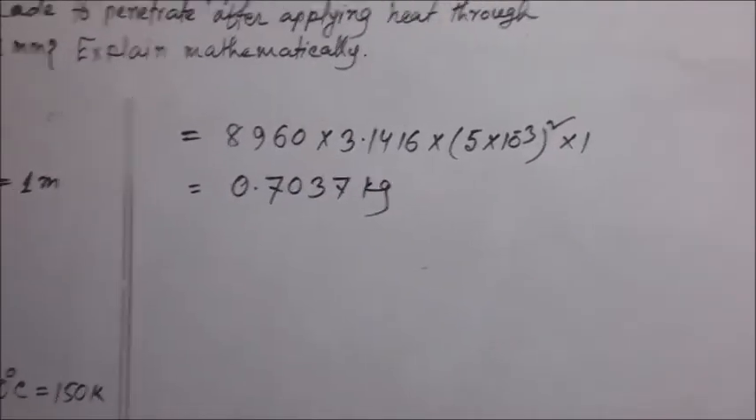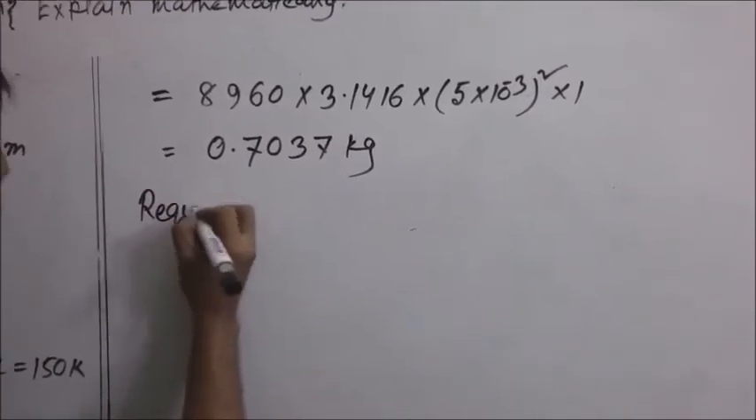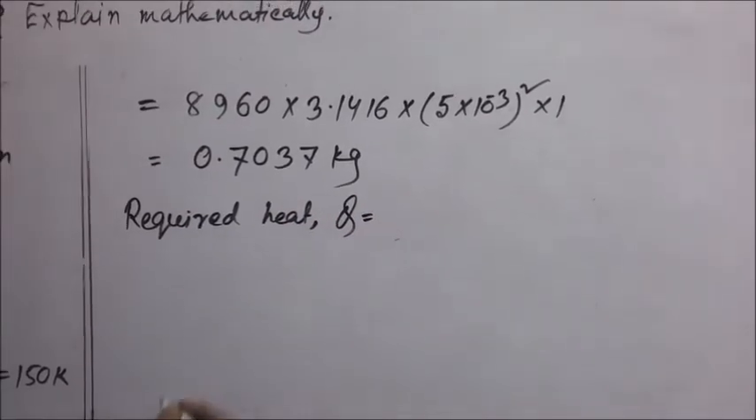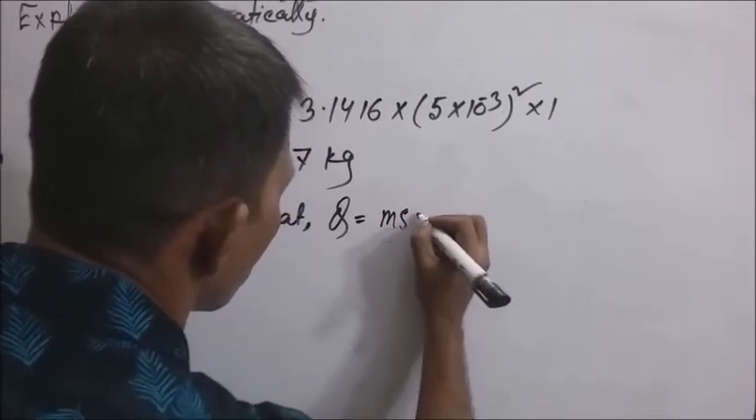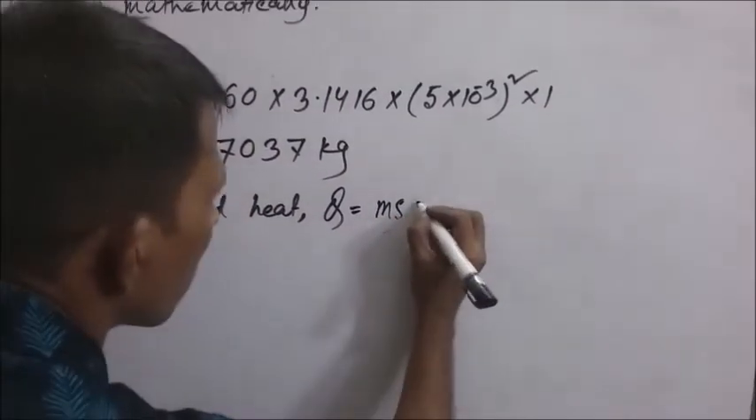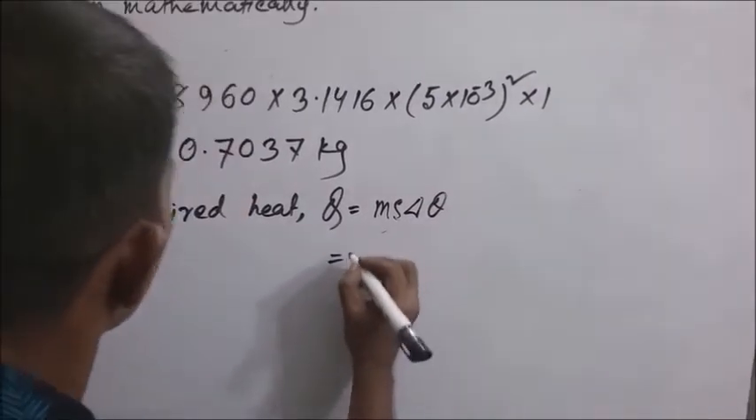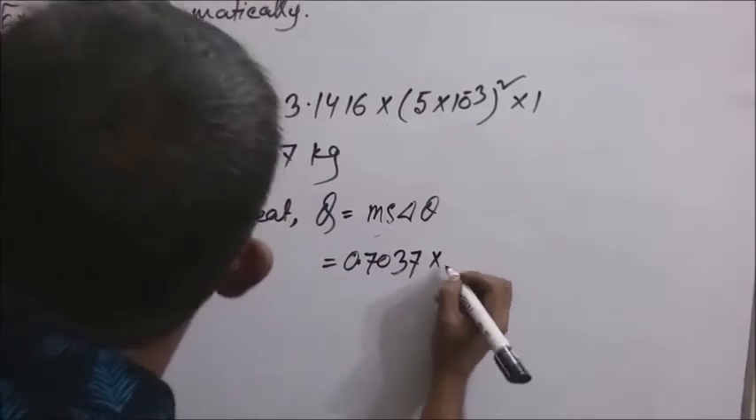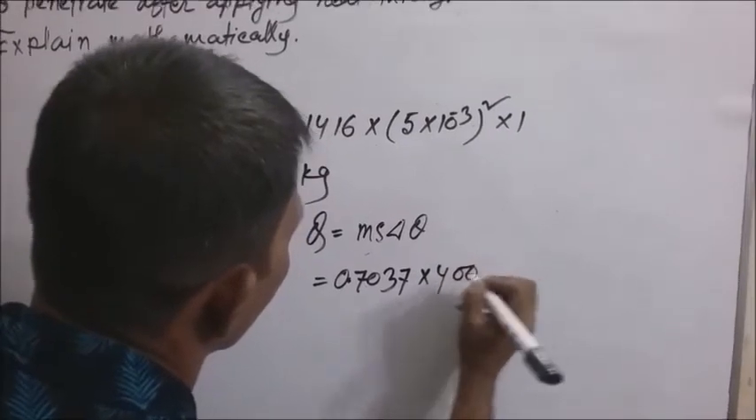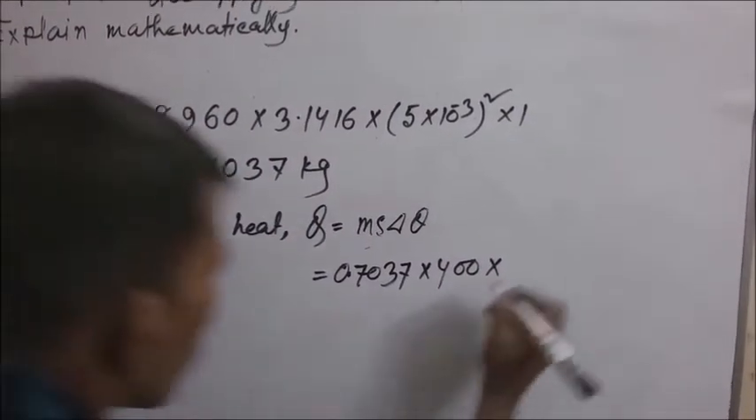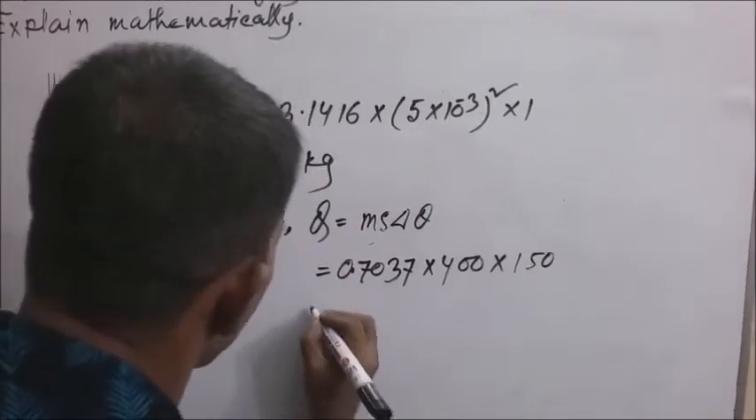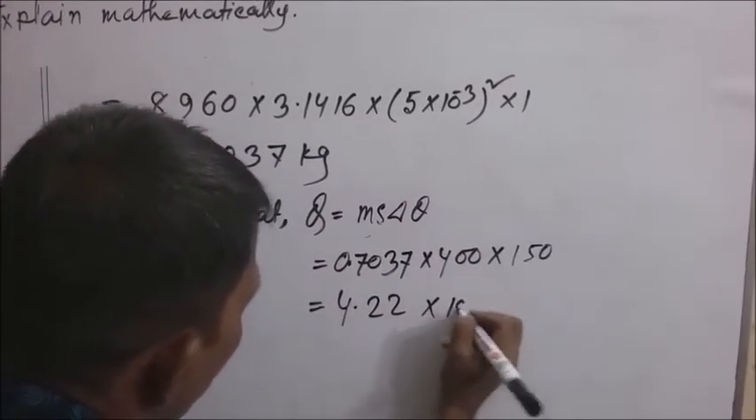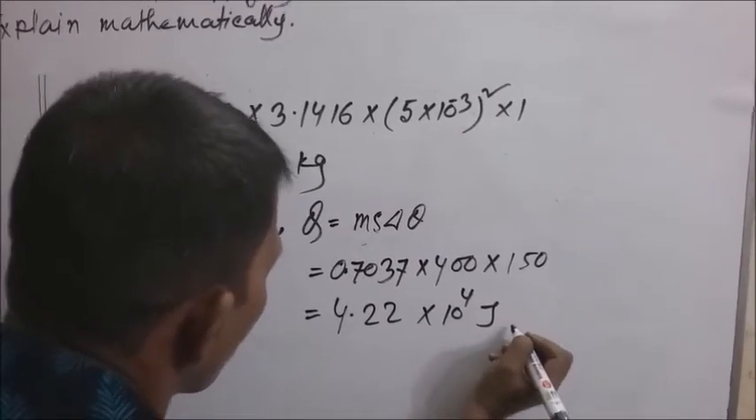Now required heat Q equal to ms del theta equal to 0.7037 into 400 into 150 equal to 4.22 into 10 to the power 4 joule.